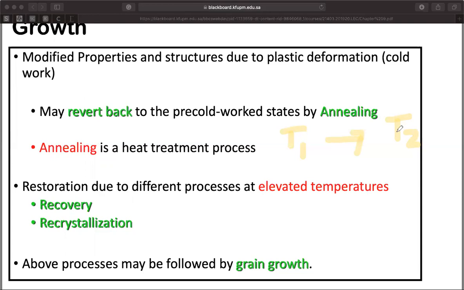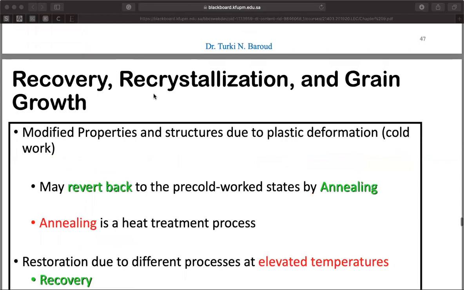Interestingly enough, as you heat up the material from T1 to T2, what's going to happen? The material will not go from one state to another all of a sudden. There are phases that the material will go through as you are heating it up. Those phases are recovery, recrystallization, and then it will end up with grain growth. So three possible phases: the first one, recovery, then recrystallization, and then grain growth.